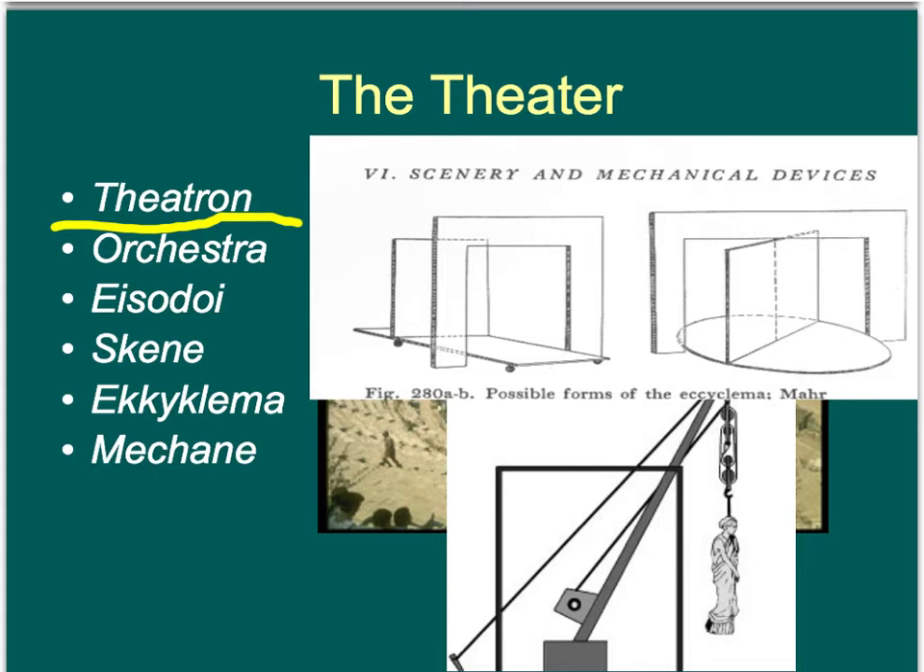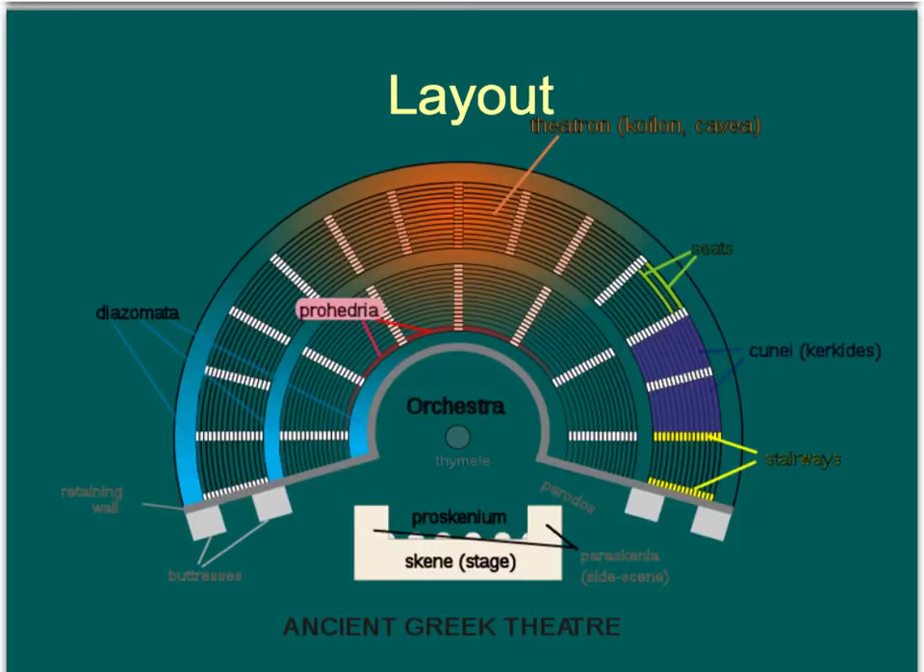The skena is the origin of our modern word scene. It's the backdrop. The ekkyklema are these things. If you translate it from Greek to English, it literally translates to the rolly out thingy or something along those lines. So it's just the way they would have actors enter kind of semi-dramatically. And then the mechane is the crane, which they would use if they're going to have a god or goddess magically appear, something like that.